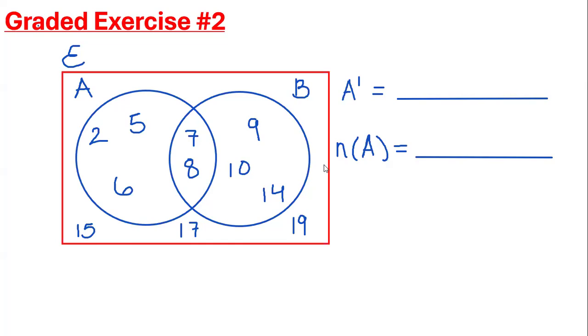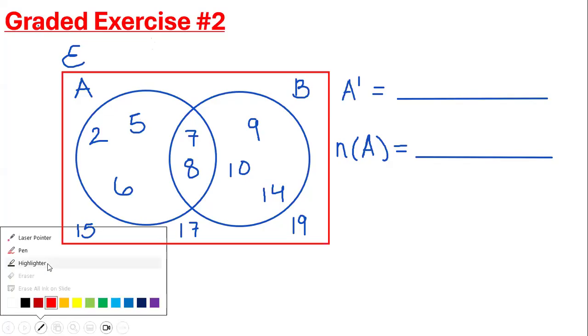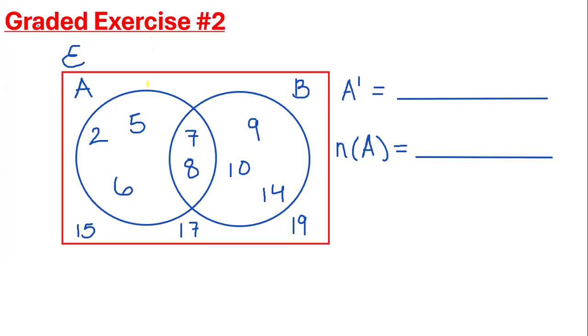We're talking about the ones that are not in A. Very good, class. What do we mean by a complement? Everything except for A. Very good. So what's going to be A complement, Rihanna? It would be the ones that are B, 9, 10, 14, 15, 17, 19. Very good. It's going to be everything except for A.